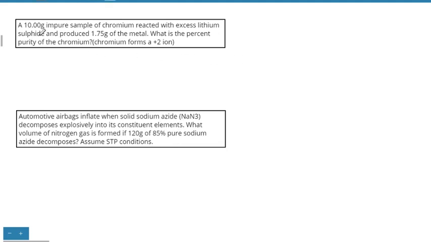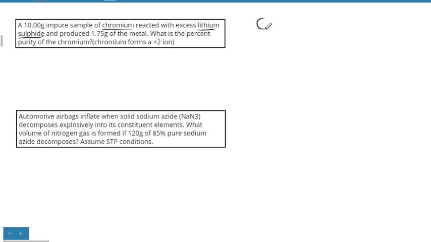A 10.00 gram impure sample of chromium reacted with excess lithium sulfide and produced 1.75 grams of the metal. What is the percent purity of the chromium if chromium forms a +2 ion? So at the start of each stoichiometry question, we always have to write out a balanced equation. So chromium reacts with lithium sulfide.